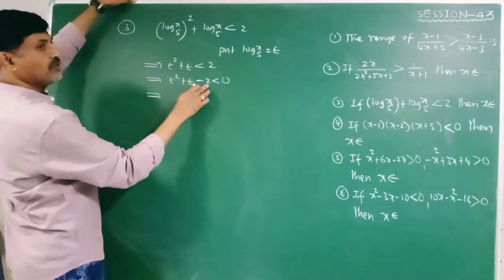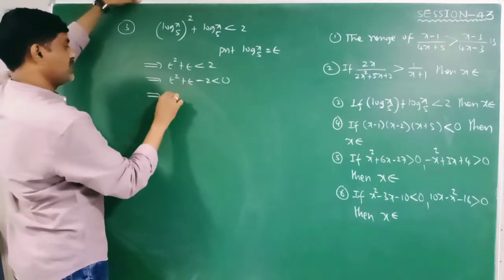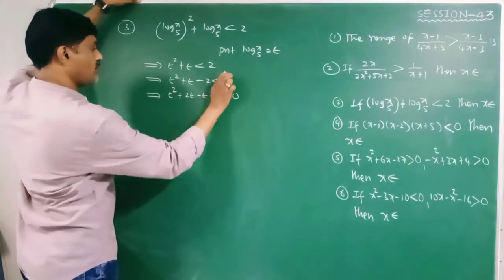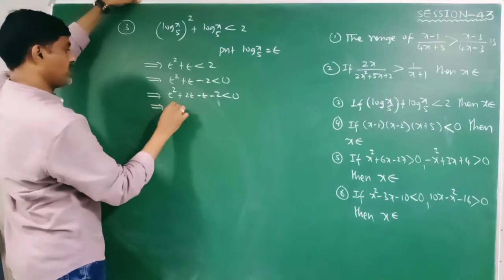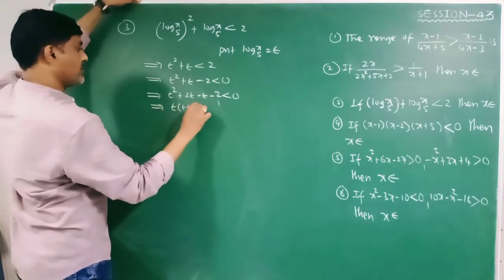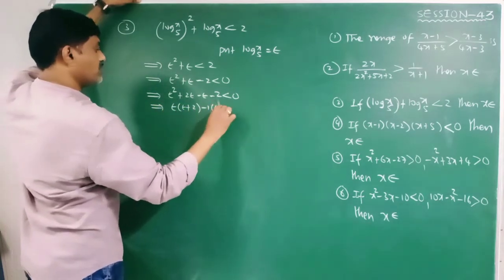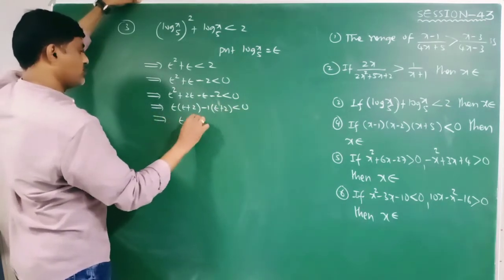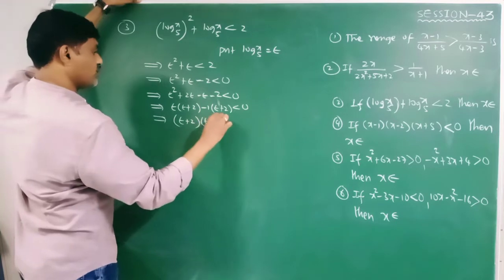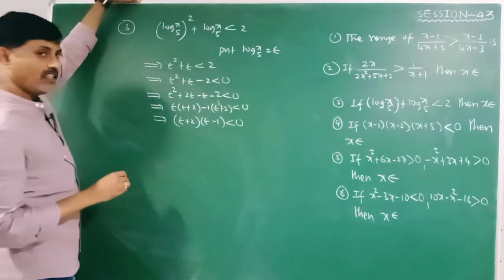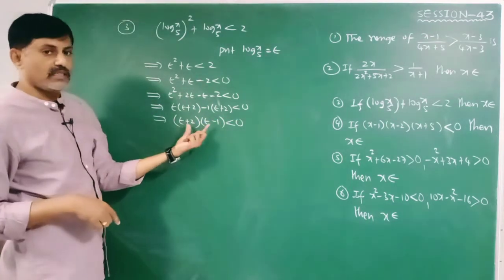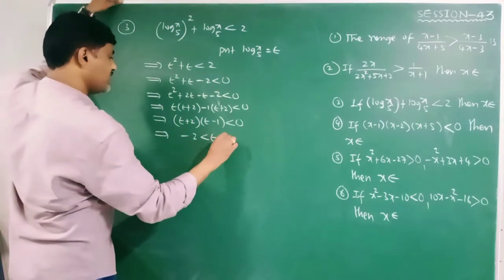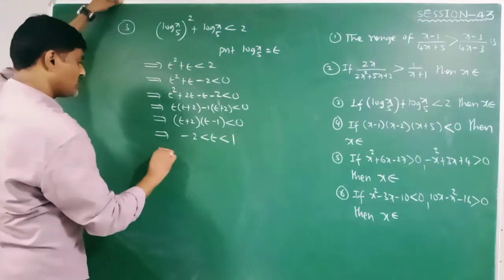Now the factors are what? 2 ones are 2. Plus 2 minus 1, t square plus 2t minus t minus 2 less than 0. Now take t common: t plus 2, and minus 1 common, this is also t plus 2. This implies t plus 2 times t minus 1 is less than 0. It means t always lies between the roots, as 1 is positive and minus 2 is negative: minus 2 is less than t, and t is less than 1.